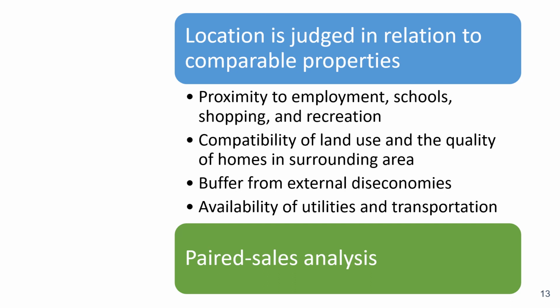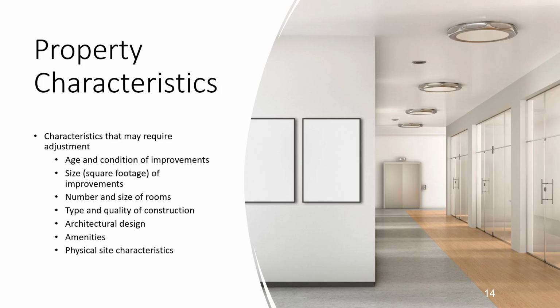That is the paired sales analysis. Property characteristics that may require adjustment: age and condition of improvements, the size of the improvements, the number and size of rooms, type and quality of construction, architectural design, amenities, and physical characteristics of the site.